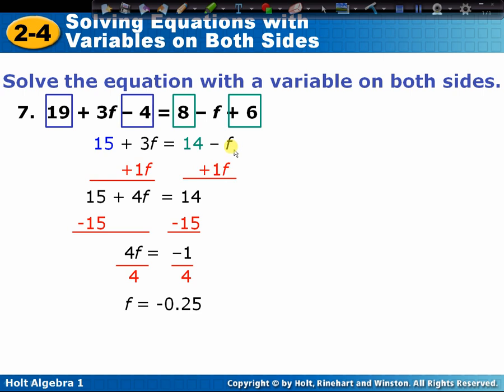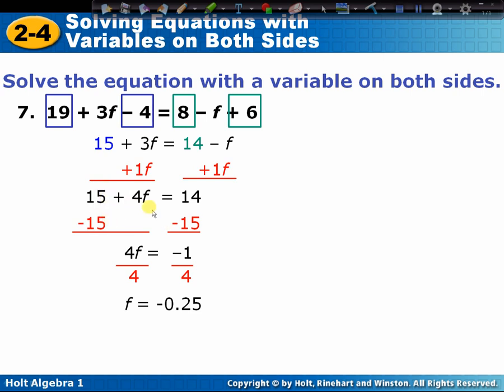I'm going to add it here where there's an f, and I'm going to add it over here where there's an f. I'm going to bring down my 15 because I can't add 1f to 15 because it doesn't have an f. So 15 plus 3f plus 1f is 4f, equals 14, because again, these f's right here are going to cancel. Then I have to add or subtract. So I'm going to look at the f and say what's being added or subtracted, the 15. It's not the 4 because the 4 is right next to the f, so it's being multiplied. It's the 15. It's a positive 15, so I'm going to subtract 15 from both sides.